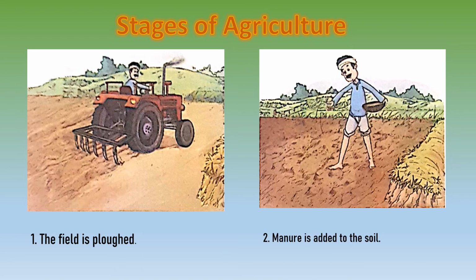Once the field is plowed, the farmer checks whether the soil is good enough to grow a good crop. If he feels that the quality of soil is not very good, he adds manure to the soil. Manure helps the plant grow well.